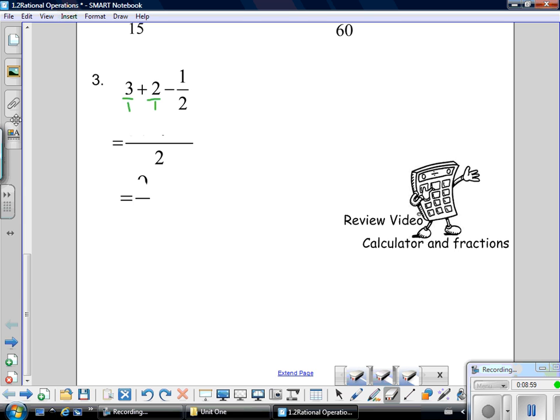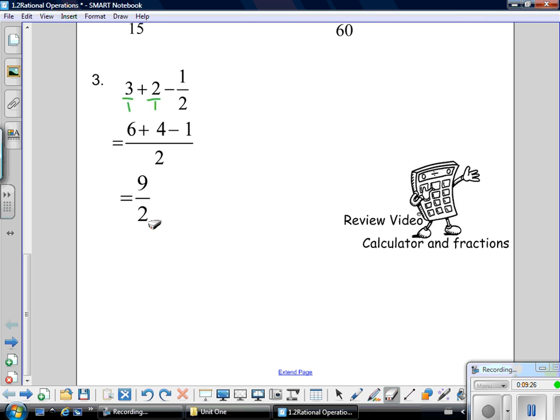And now when I look at the top, if I multiplied the denominator by 2, I must multiply the numerator at the top by 2. So I would have 6. And the same thing here, 2 times 2 is 4. And lastly, I have my minus 1. So I keep my bottom 2, and 6 plus 4 is 10, minus 1 is a 9.